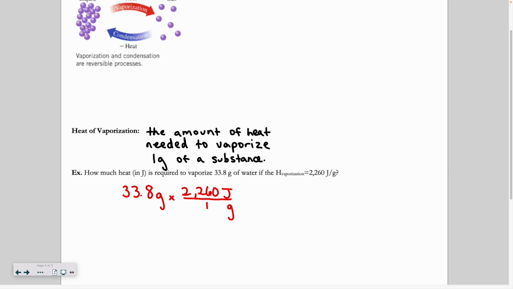melt. So I'm going to multiply this out, and I get for my answer 76,388. I want 3 sig figs, so I'm going to keep this as 76,400 joules.